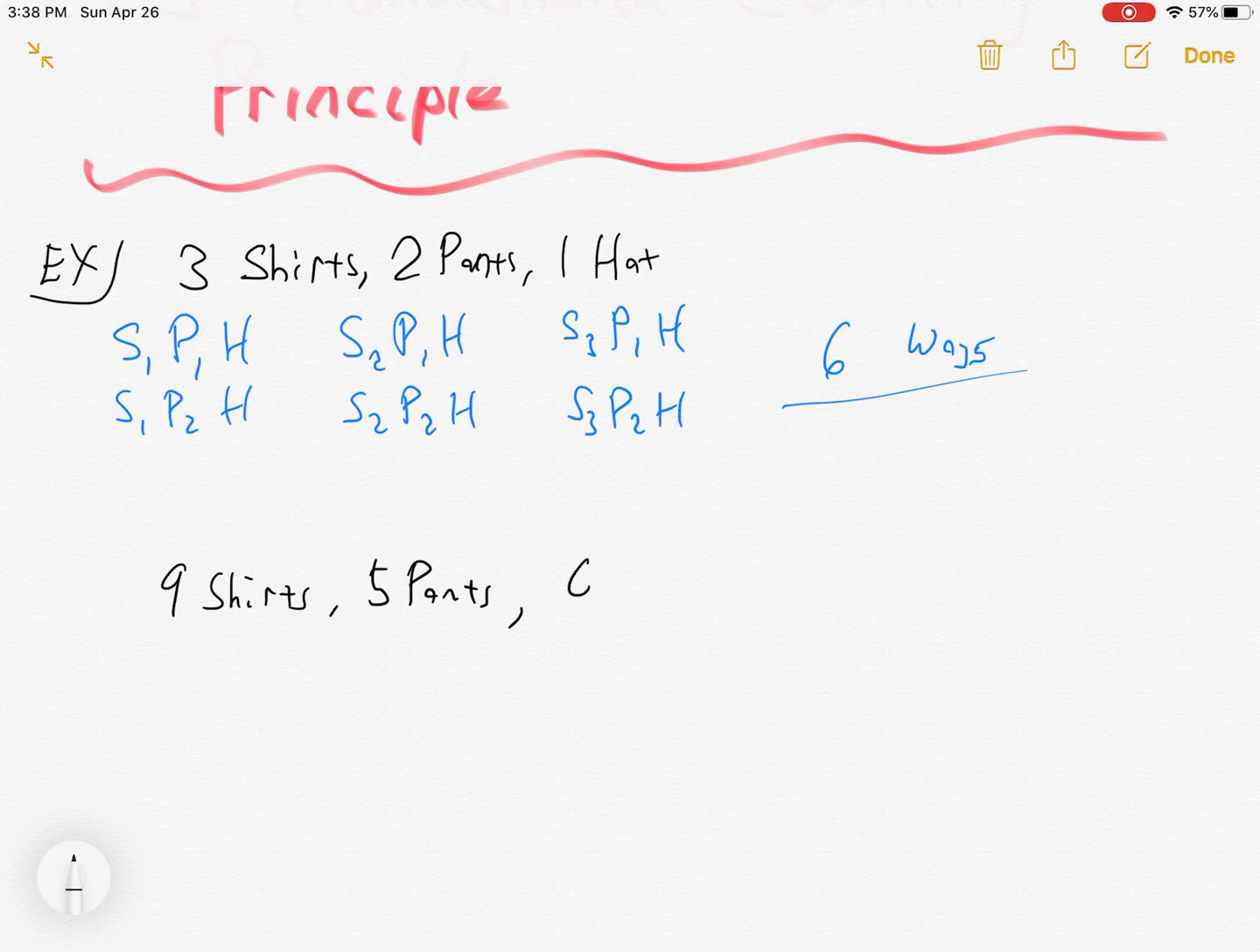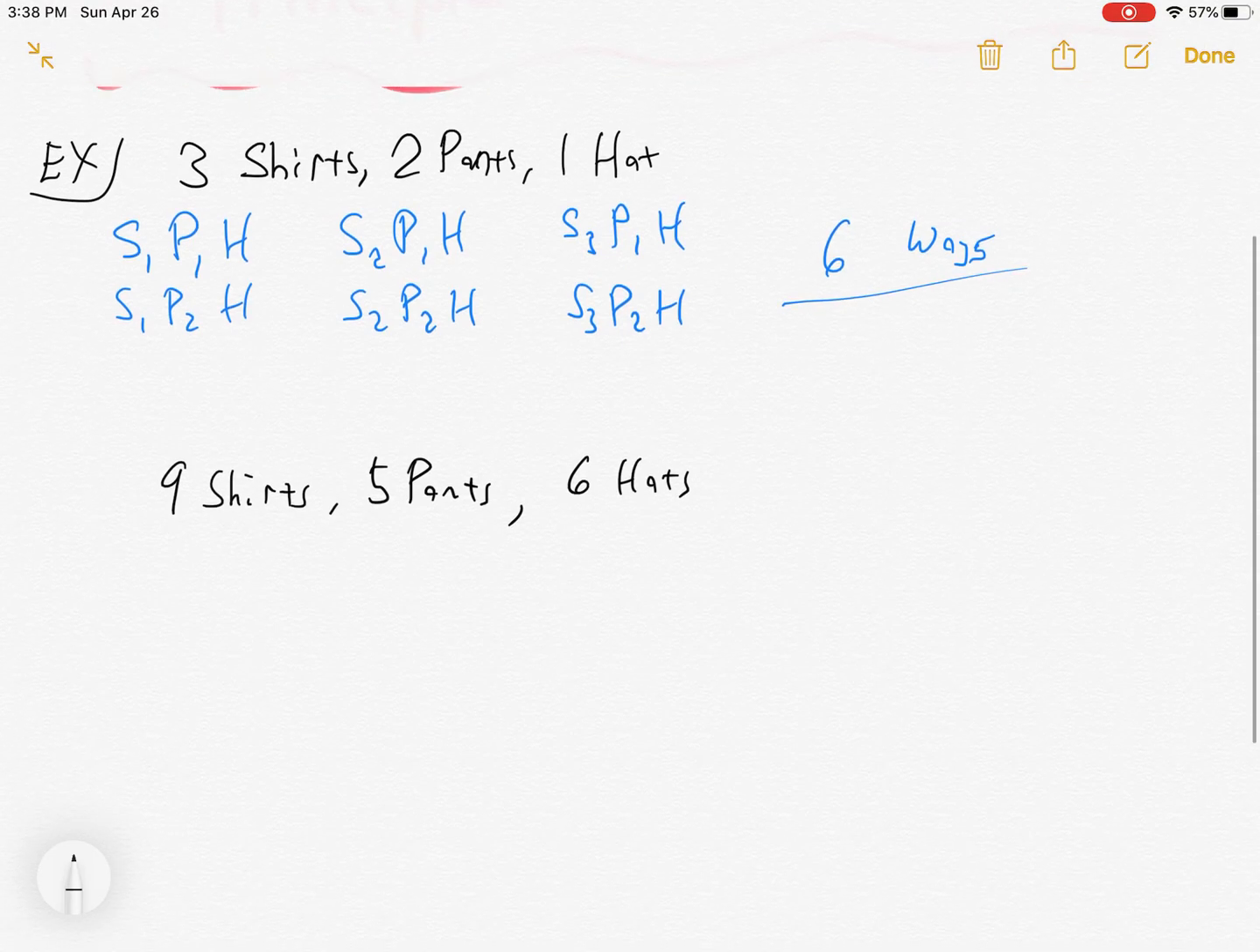But there's got to be a better way, right? I mean, because what if you had a little more extensive wardrobe? What if you had 9 shirts and let's say 5 pair of pants and, I'm trying to pick a nice number, 6 hats, let's say. This would not be so fun. This would take us a long, long time, and we'd probably make a mistake. We'd probably count one twice or forget to count one. So, do you see a shortcut here?